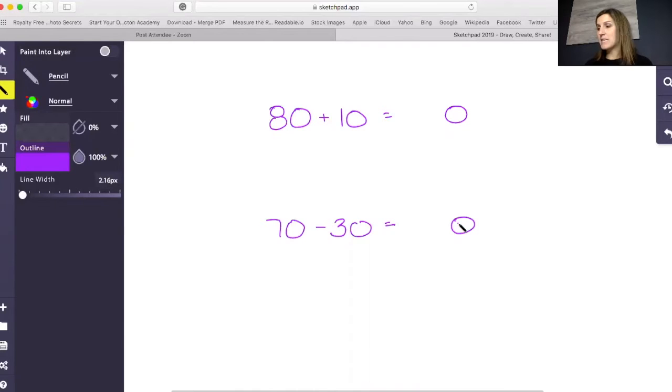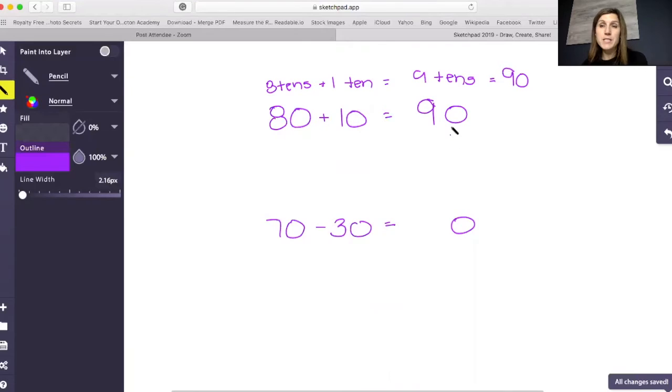Then we add the tens place. So in this case, I have an 8 and a 1 in the tens place. So I just add 8 plus 1, and that gives me 9, or 90. I can also think of this as 8 tens plus 1 ten, and that equals 9 tens, and that equals 90. So there's a lot of different ways to think about this.